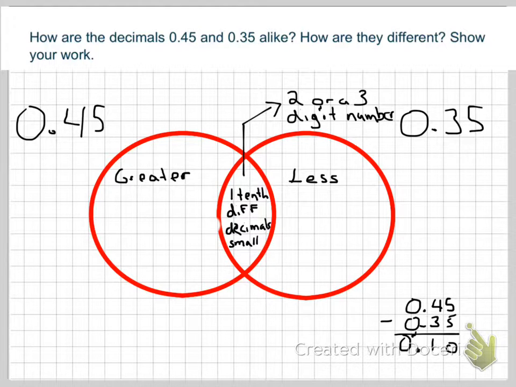Okay, another thing I like to say about two numbers like this is they're actually pretty close together. 45 hundredths is only a little bit more than 35 hundredths. So over here I'm going to put a little bit more, because it's true that it's greater, but it's also true that it's only a little bit greater. So I'm going to put a little bit more and a little bit less.